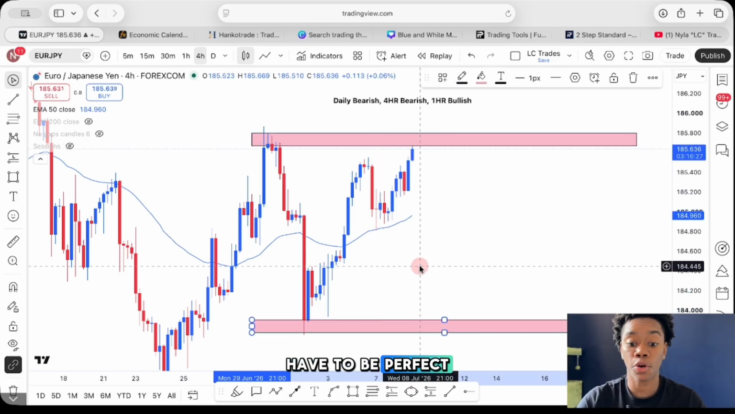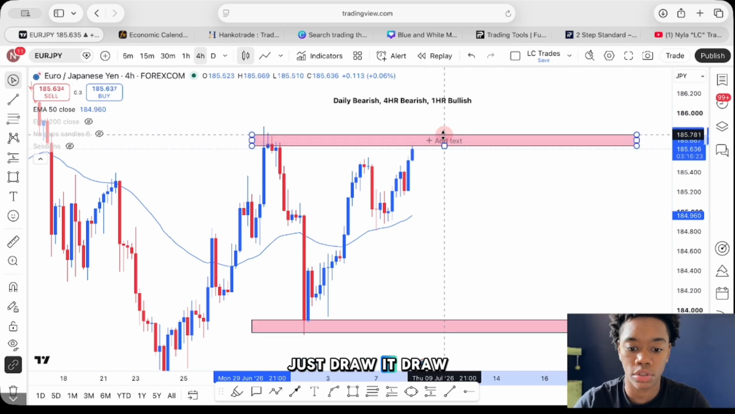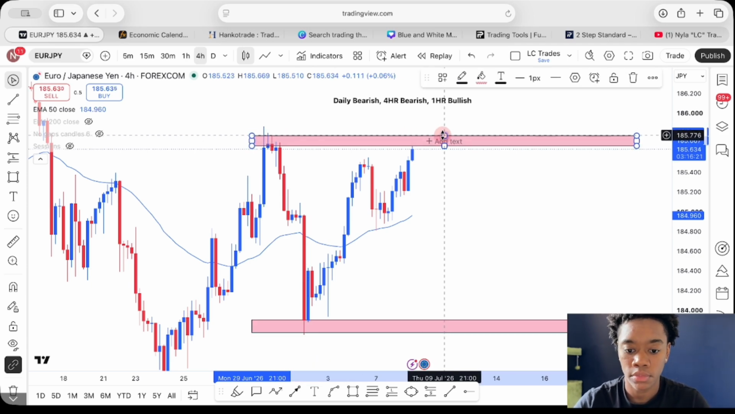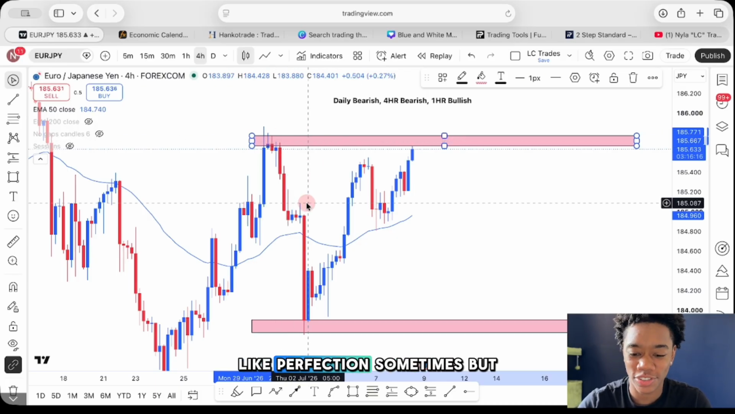Your box does not have to be perfect. Please do not sit there and be like, all right, now should I draw it to the wick? Should I draw it to the bottom? No, just draw your freaking box. Sometimes I draw it to the wick, so I'm not gonna lie. I do like perfection sometimes.